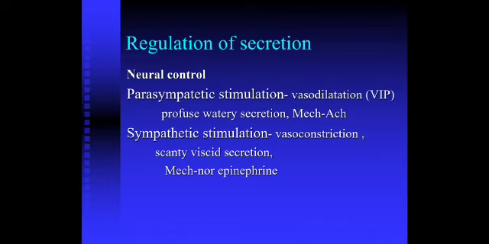The neuronal control is by the parasympathetic, which is mainly by vasoactive intestinal polypeptide, causing profuse watery secretions, and it is mediated by acetylcholine. The sympathetic stimulation, which causes vasoconstriction, causes scanty viscid secretion, and its mechanism is through norepinephrine. So whenever you are tensed, the secretion of saliva is less, mainly mediated by sympathetic stimulation, so you have a dry mouth.